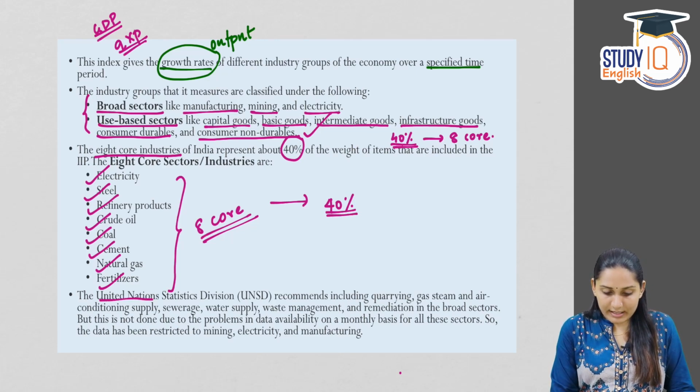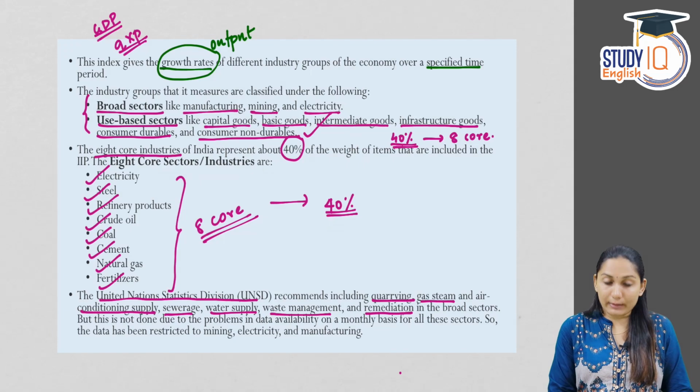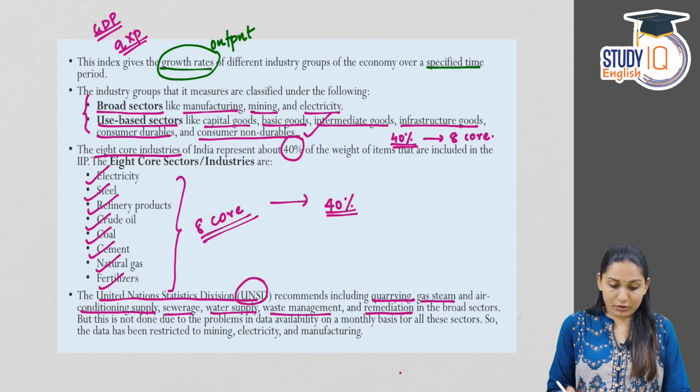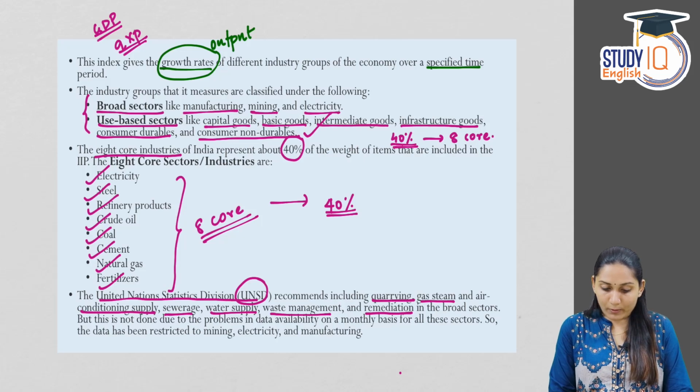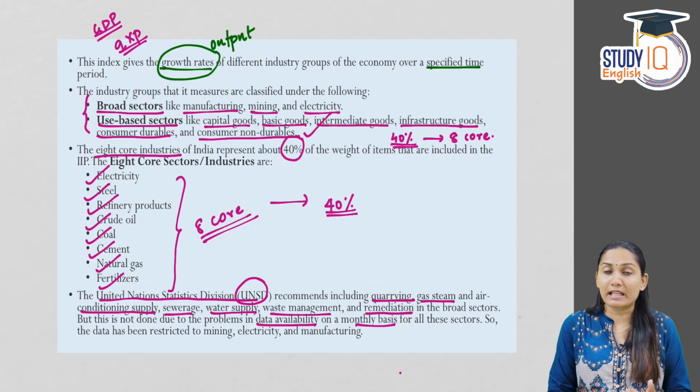The United Nations Statistics Division recommends including quarrying, gas, steam and air conditioning supply, sewage, water supply, waste management and remediation in broad sectors. But this is not included. This is just a recommendation of the United Nations Statistics Division. Why is it not included? This is because of problems in data availability on a monthly basis, because IIP is compiled on a monthly basis.